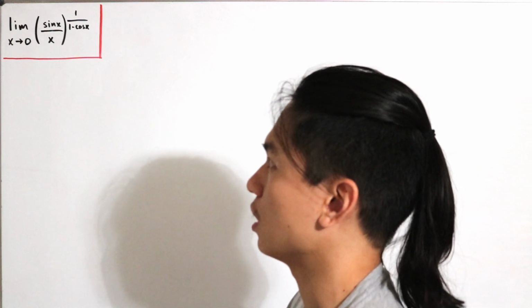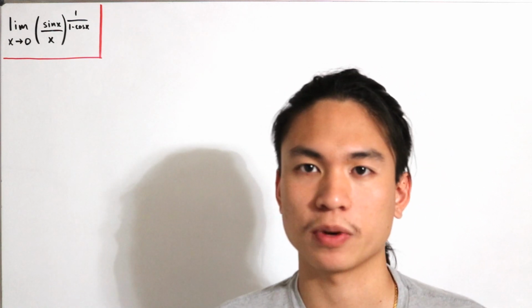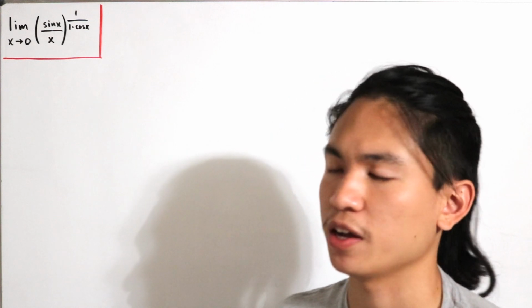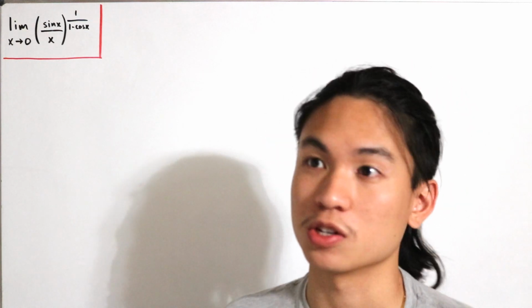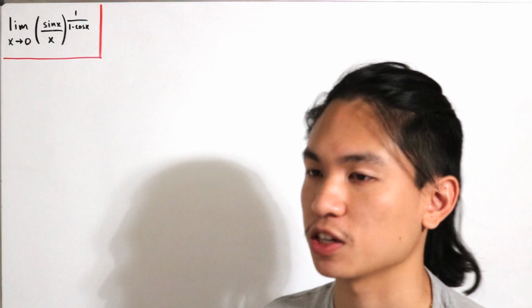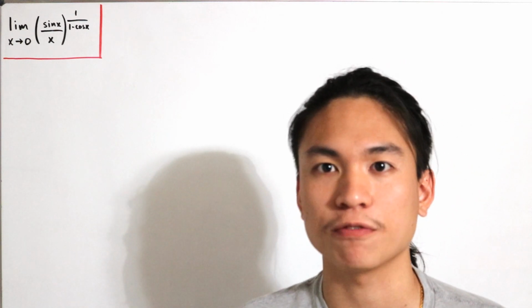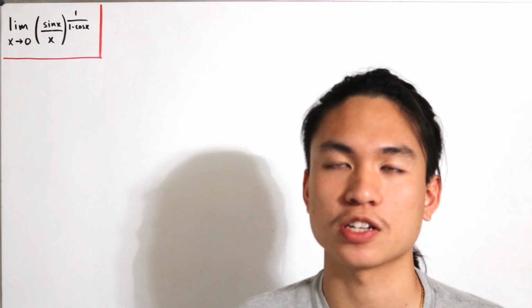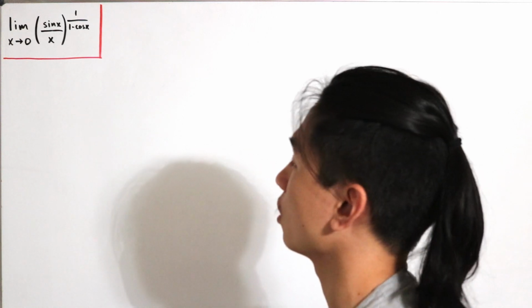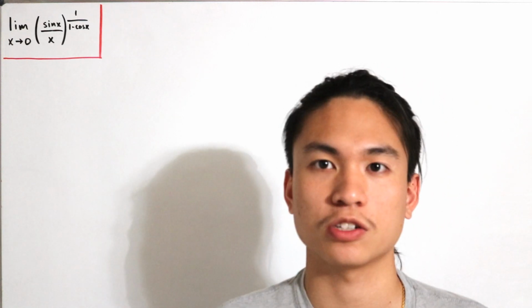Basically it's all about rewriting our expression and applying L'Hopital's rule, dealing with the indeterminate forms to see if we can get a finite value for the limit. That's the gist of how this expression is going to work from here. So let's jump in.